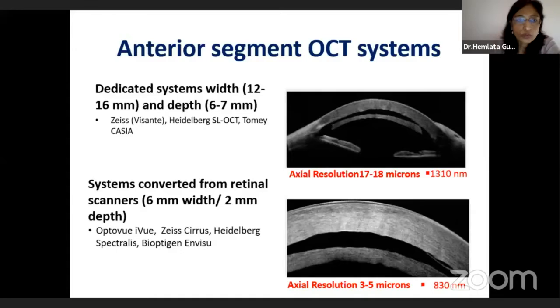So first of all, I would like you to know that the anterior segment OCT systems are majorly categorized into two types. One that are converted from the retinal scanners, and the other ones that are dedicated anterior segment OCT systems. The systems converted from retinal scanners use the wavelength of 830 nanometers and provide a very high axial resolution, as compared to the dedicated anterior segment OCT systems that use the wavelength of 1310 nanometers and provide deeper and wider scans.